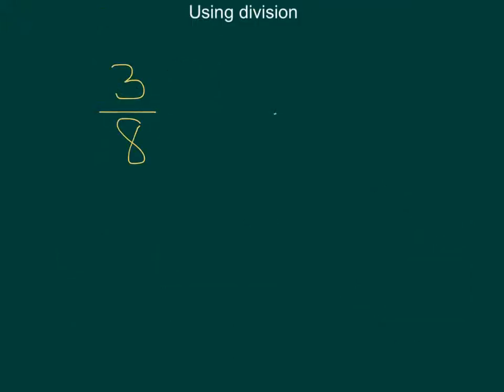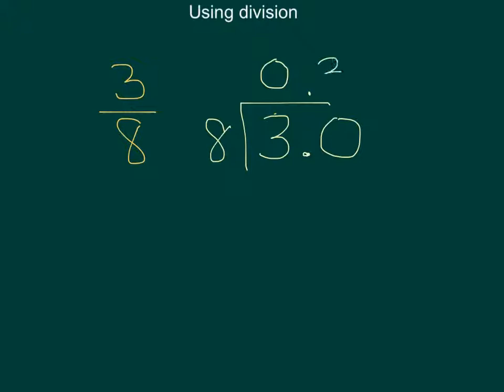When using division, you divide the numerator by the denominator. So you take 3 divided by 8. 8 cannot go into 3, so we say it's a 0. Then we add our decimal point after the 3, and whatever you put behind the 3, you put above the division bar. Add another 0. 8 can go into 30 3 times. 8 times 3 is 24.